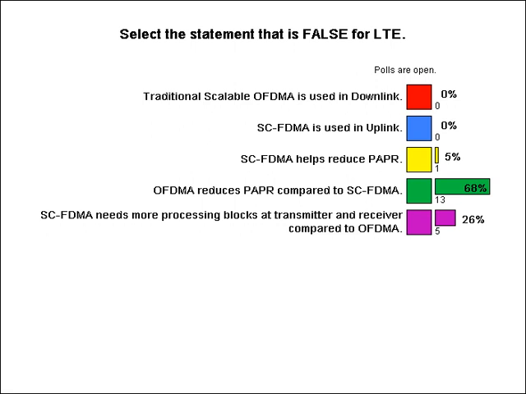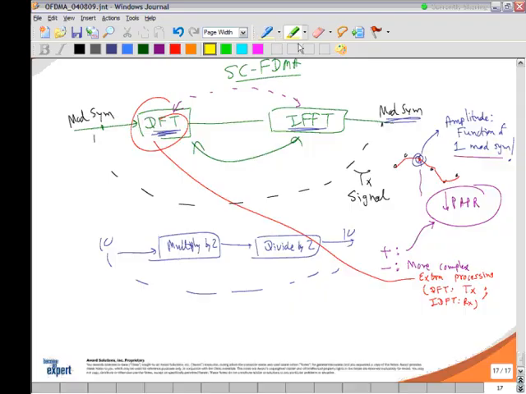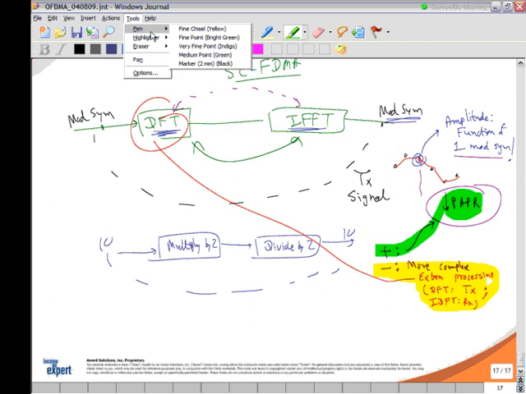So I mentioned that the drawback of SC-FDMA is that we are doing this extra processing at the transmitter and at the receiver. That is the main drawback of SC-FDMA. The advantage, of course, is that it reduces peak to average power ratio. So hopefully now things are very clear.